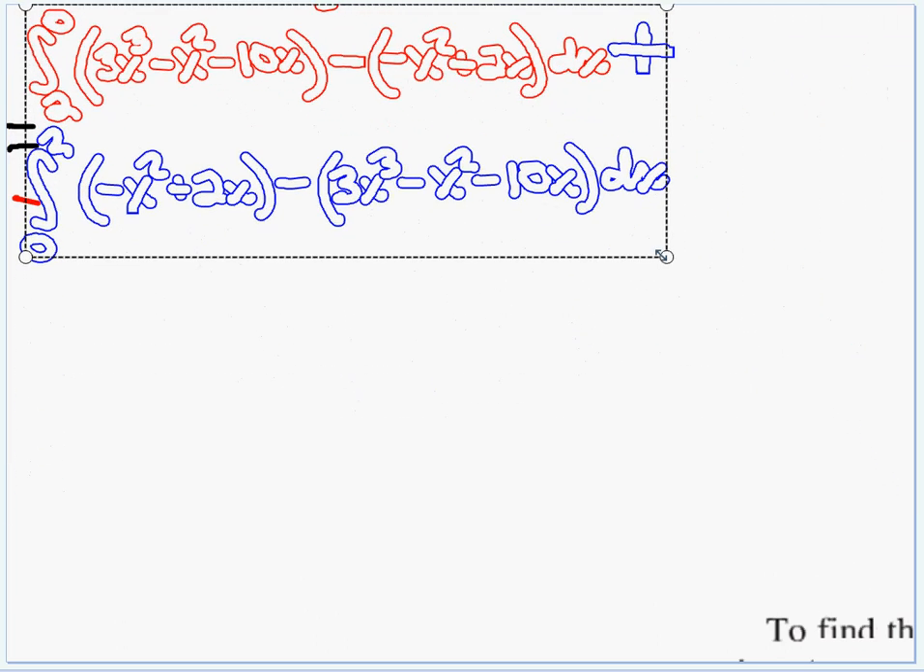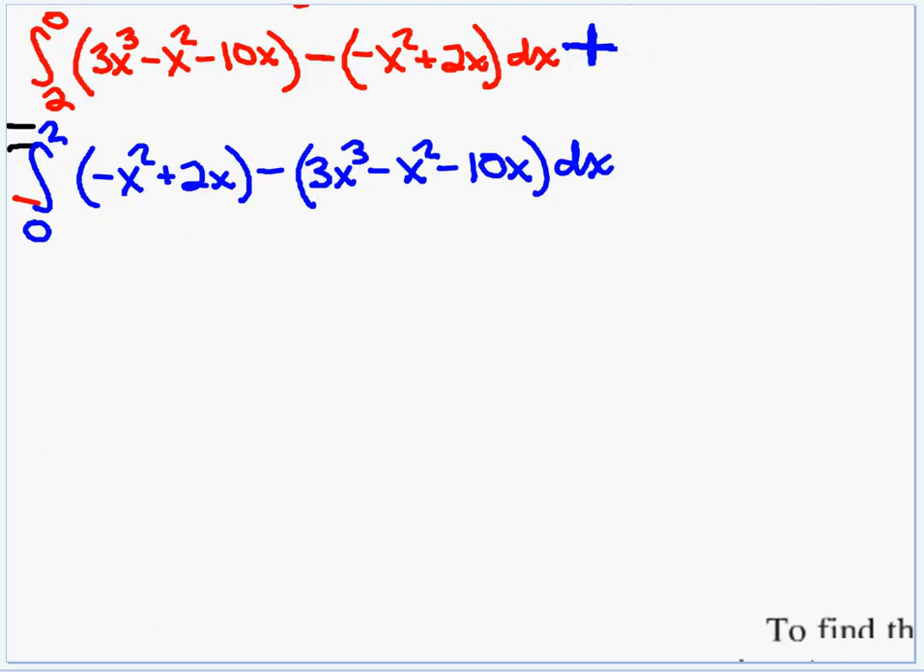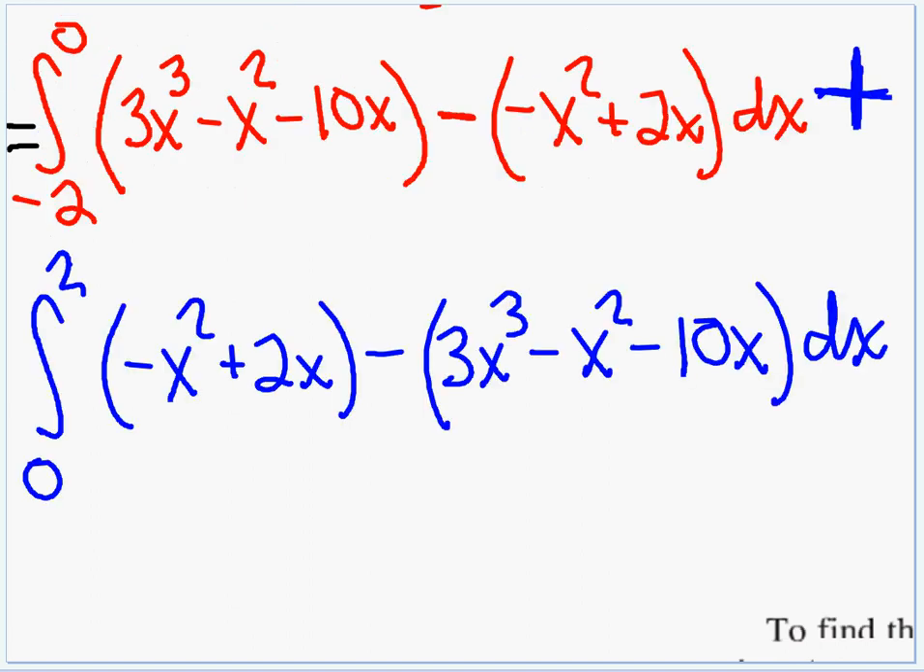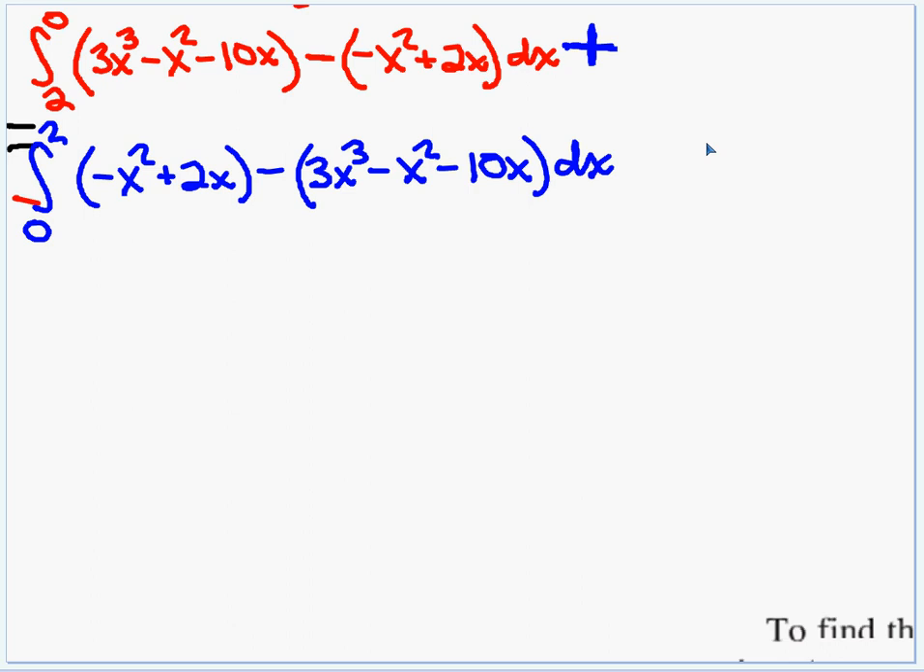Good enough. There we go. Oh, that's supposed to be at the bottom. Yeah, -2. There we go. Sorry about that.